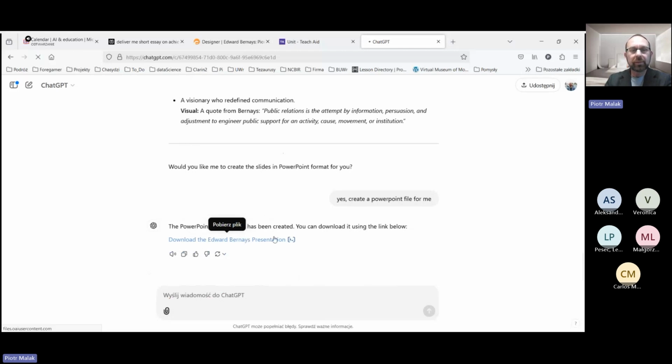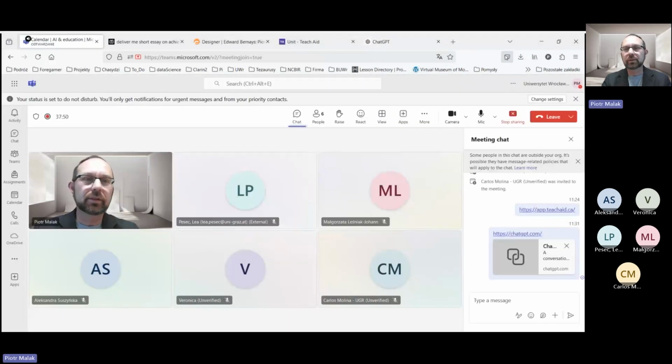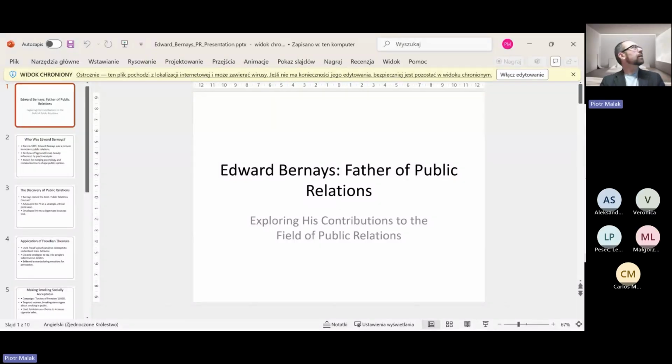I can download the presentation and I will of course share it with you because I am also interested in how it works. As you can see, there is a warning that the file is from external sources. It's not sophisticated, but still we don't copy-paste. We have a good file for sharing with students.